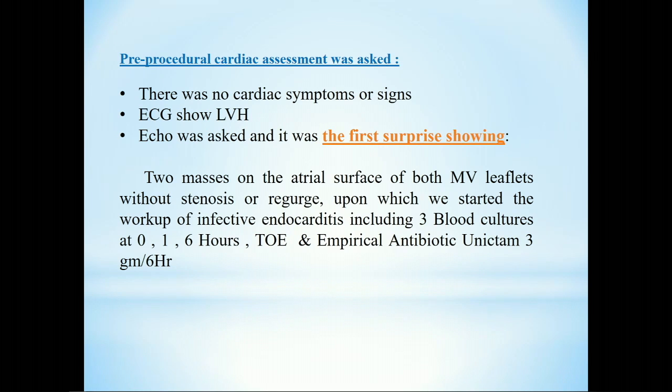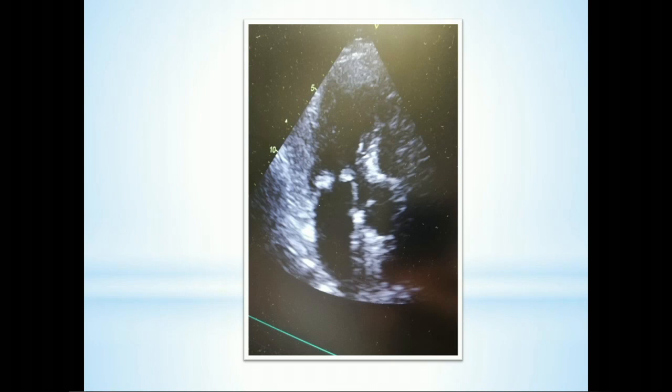Echo was asked, and it was the first surprise, showing two masses on the atrial surface of both mitral valve leaflets without stenosis or regurgitation. Upon which we started the workup of infective endocarditis, including 3 blood cultures at 0.16 hours, transesophageal echo, and empirical antibiotic in the meantime. And this is a transthoracic echo apical 3 view. You can see two masses on the atrial surface of both mitral valve leaflets.